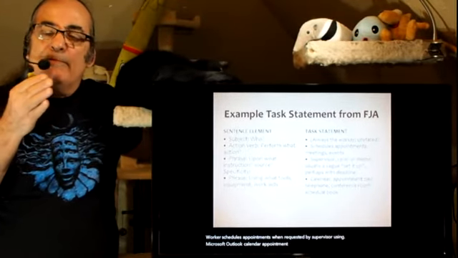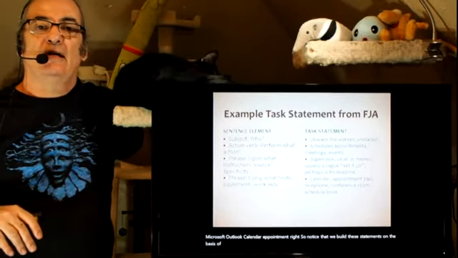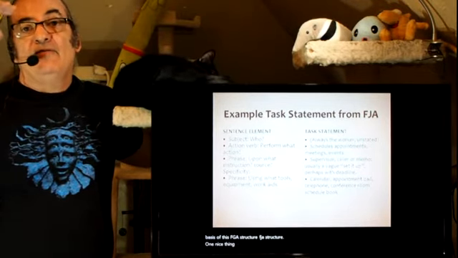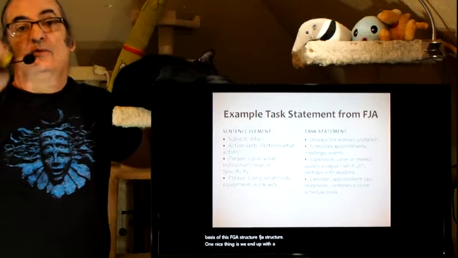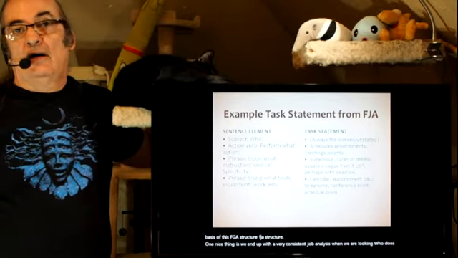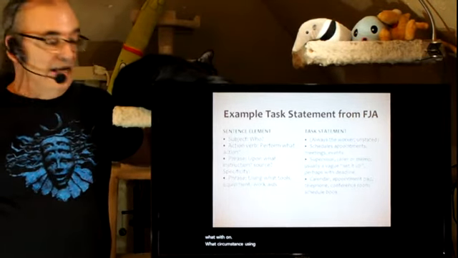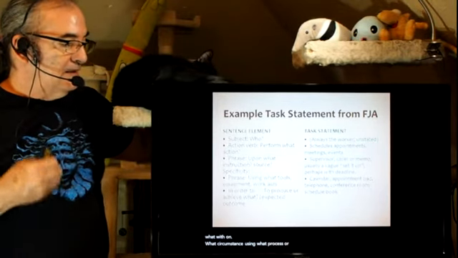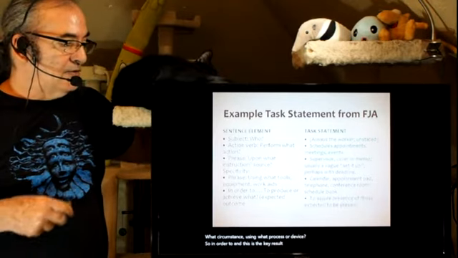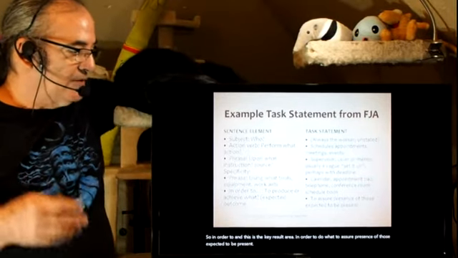So notice that we build these statements on the basis of this FJA structure. One nice thing is we end up with a very consistent job analysis when we are looking at who does what, on what circumstance, using what process or device. Okay? So, and this is the key result area, in order to do what? To assure presence of those expected to be present at the meeting that was scheduled.